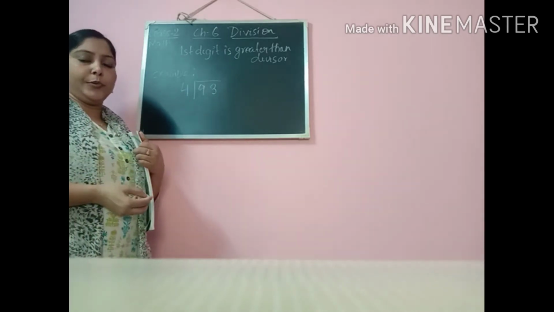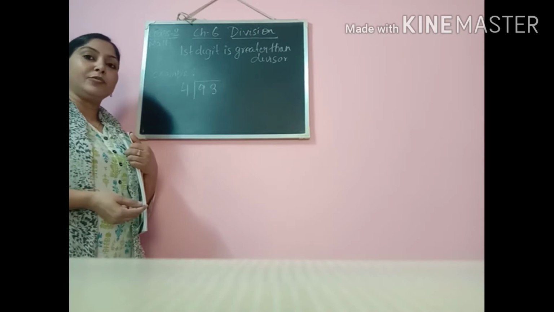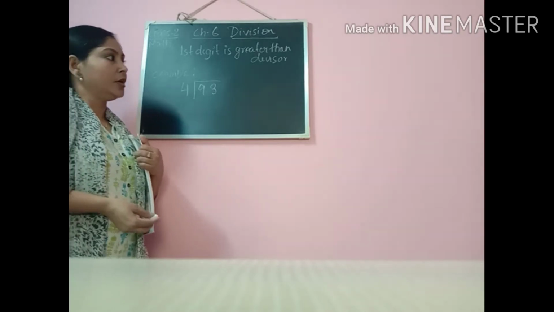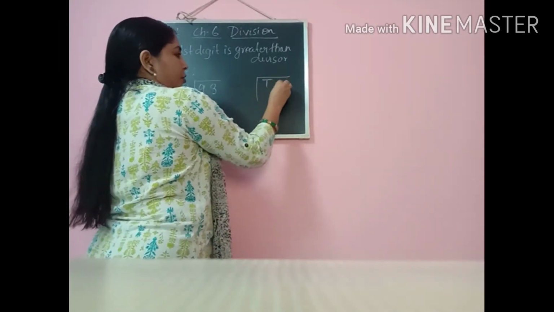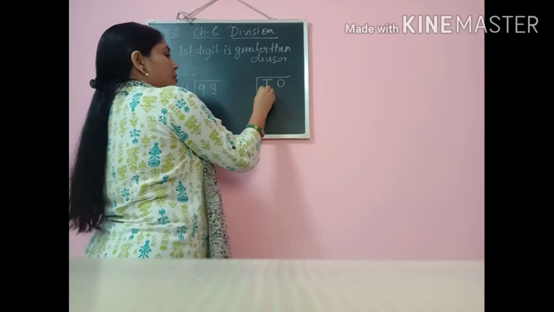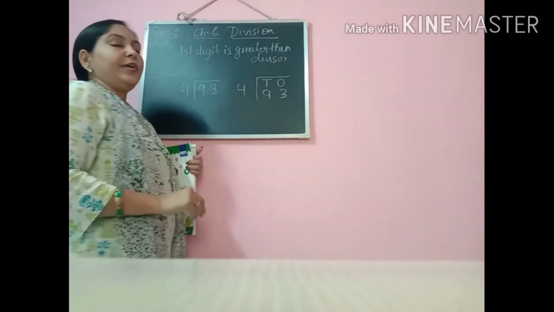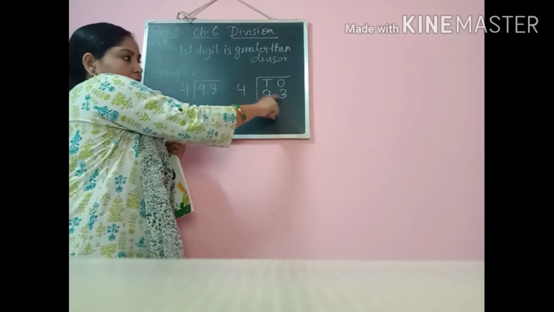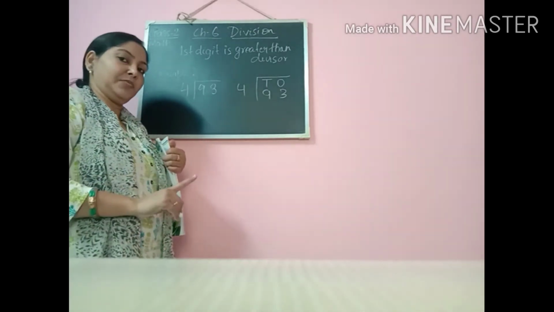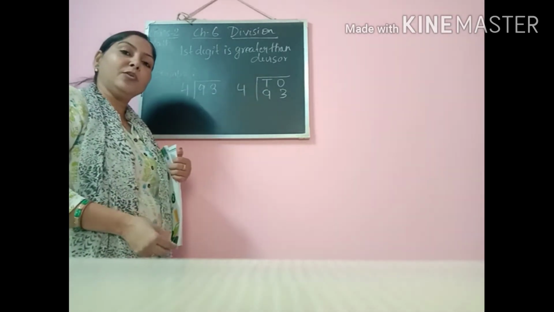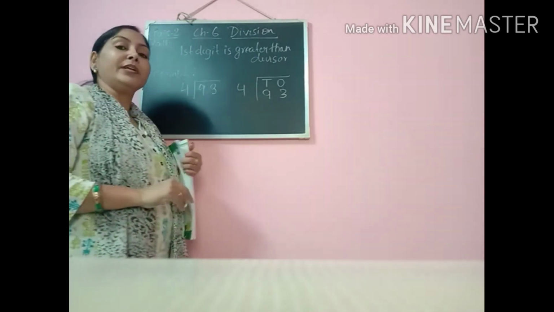Whenever we divide any number, we have to start with the highest place value. Like here in the example, T and O, because these are two-digit numbers, 93, and we are dividing by 4. So we are not going to start with 3. We will not start with the lowest place value. We will start with the highest place value. Since the tens place is the highest place value here, first we will divide the highest place value. Okay.